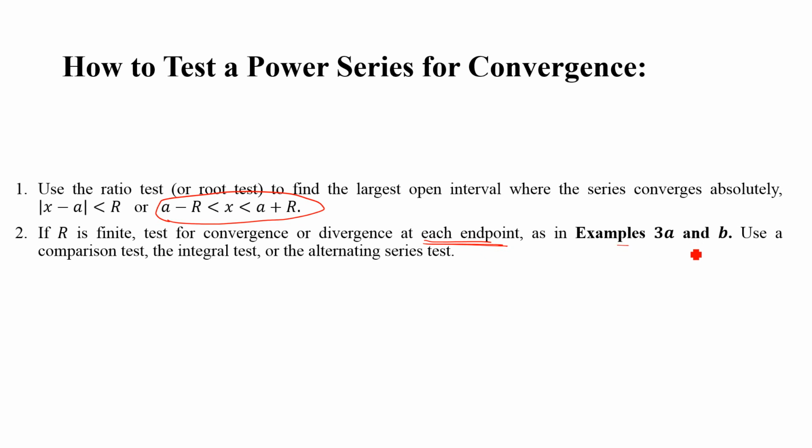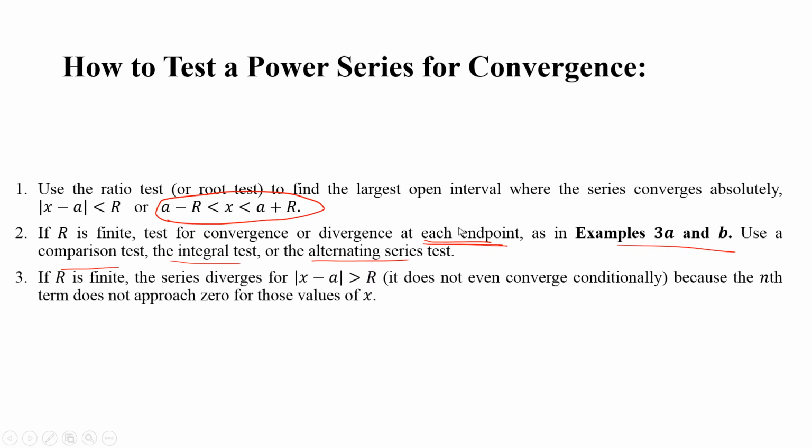As an example, 3, a and b. Use the comparison test, integral test, or alternating series test in order to check the convergence or divergence at the endpoints. Number 3, if R is finite, the series diverges for the absolute value of x minus a greater than R. This is also very important. It does not even converge conditionally because the nth term does not approach 0 for those values of x.